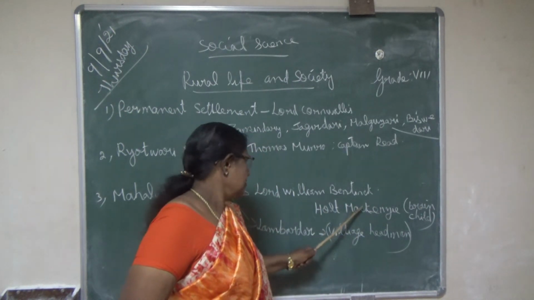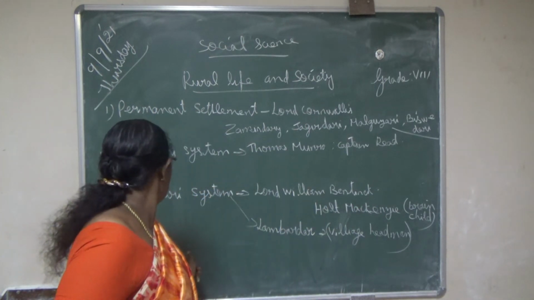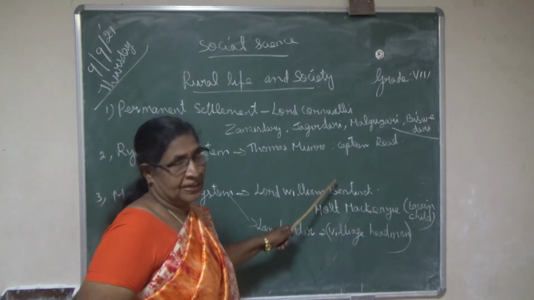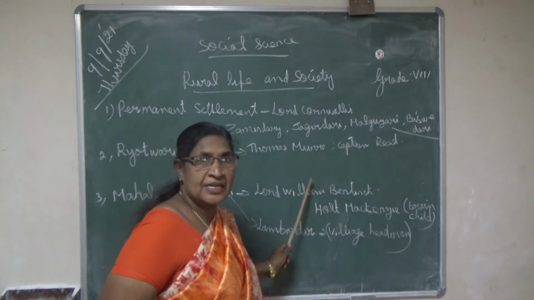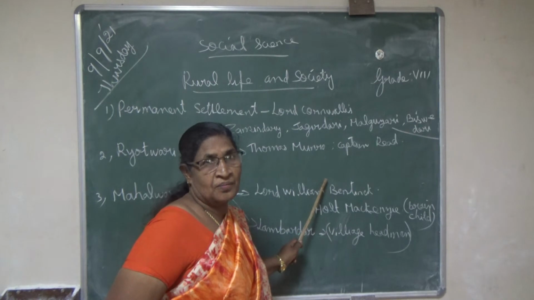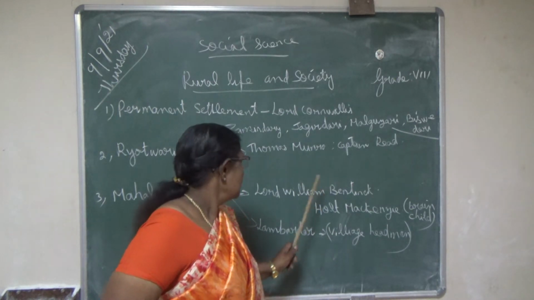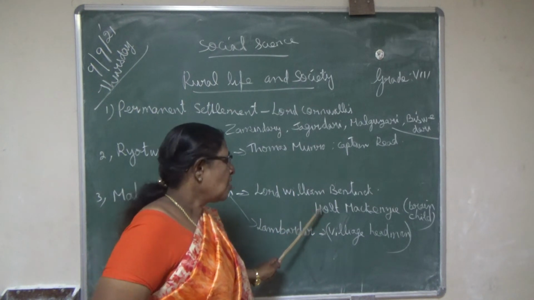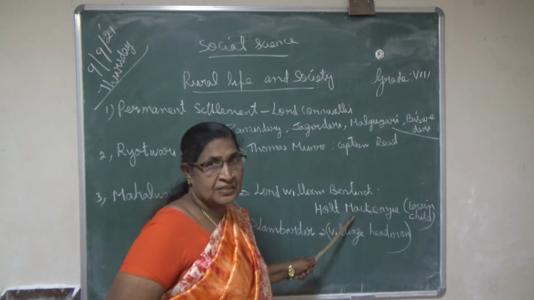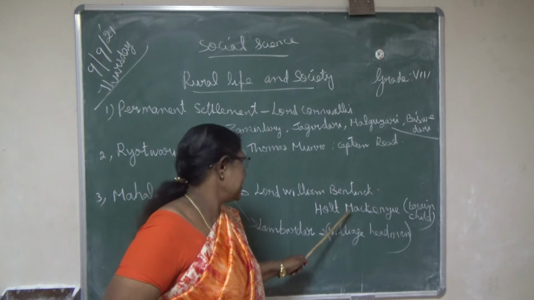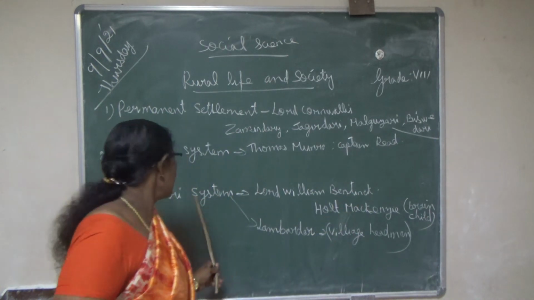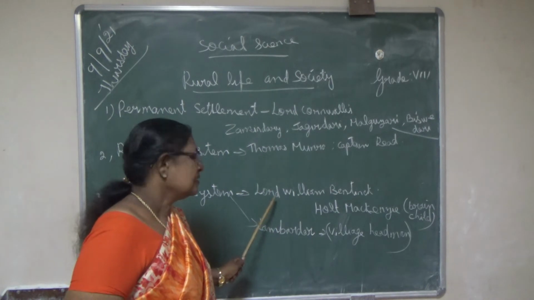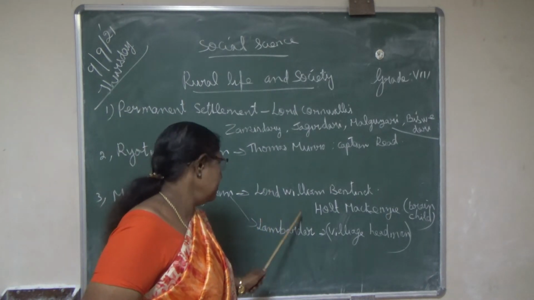He found this theory, but it was introduced by whom? By Lord William Bentinck. Who was Lord William Bentinck? He was the Governor General of British power in India. So the system was first founded by Holt Mackenzie, it was his brainchild, but the Mahalwari system was introduced in India by the Governor General Lord William Bentinck.